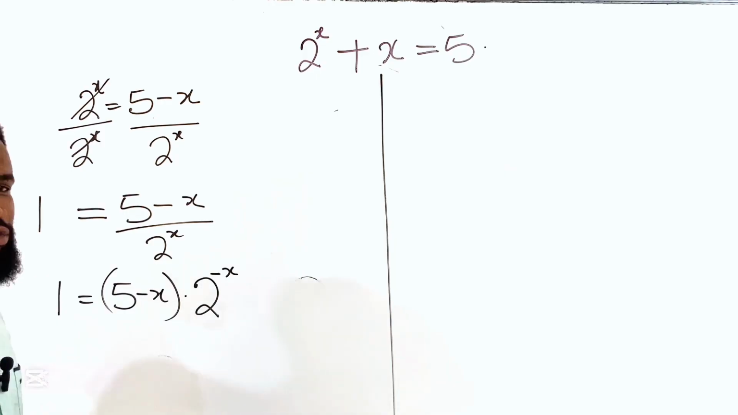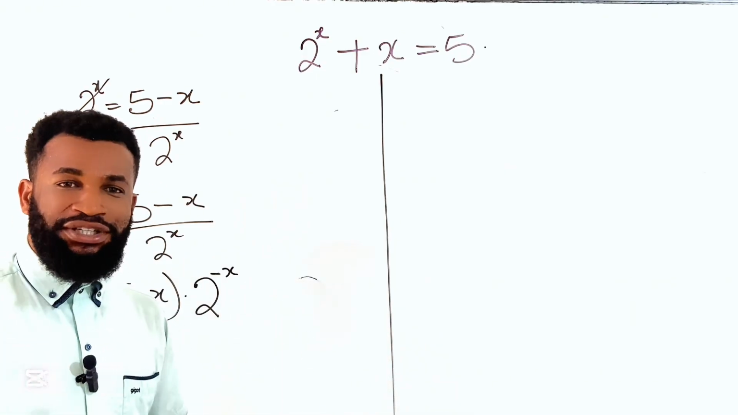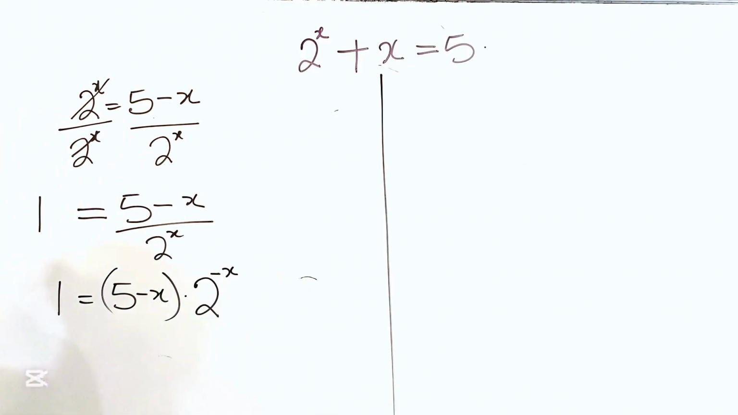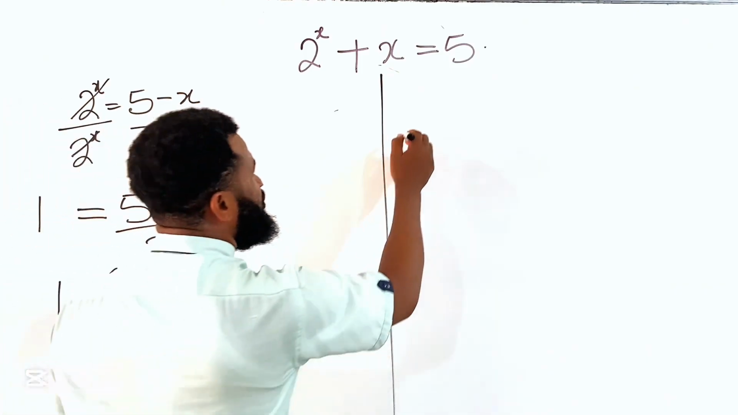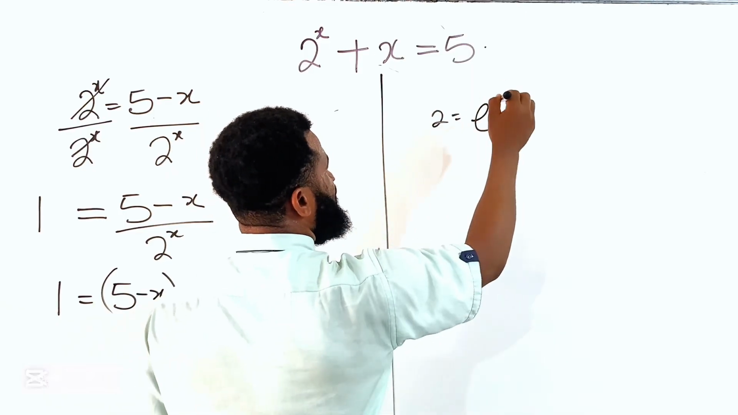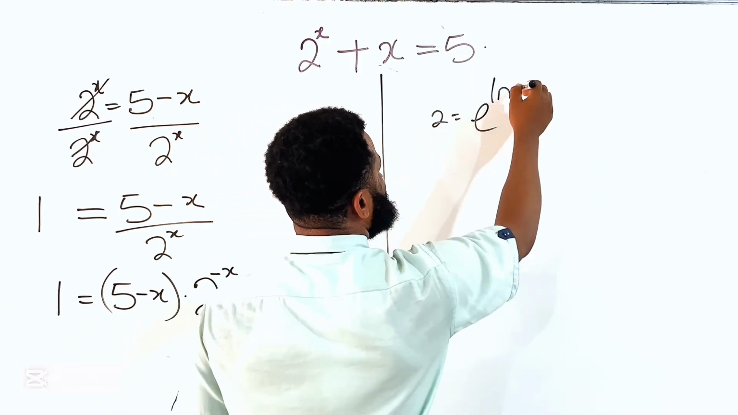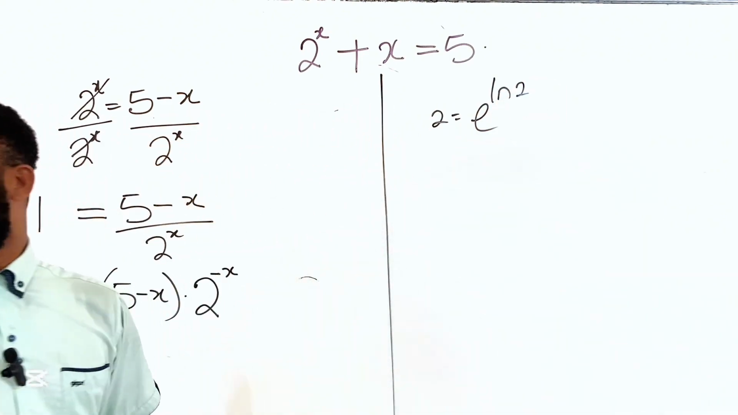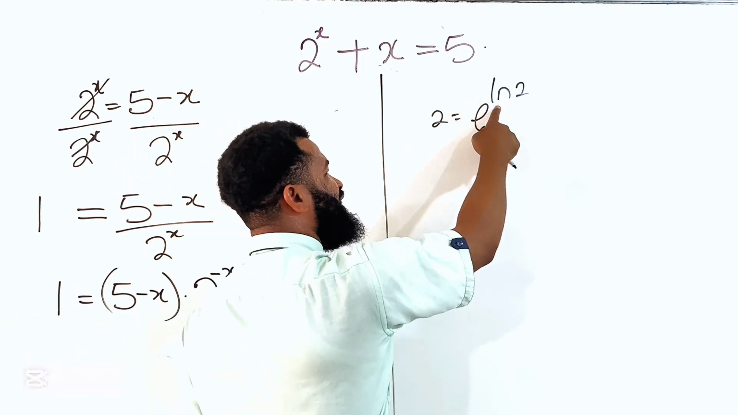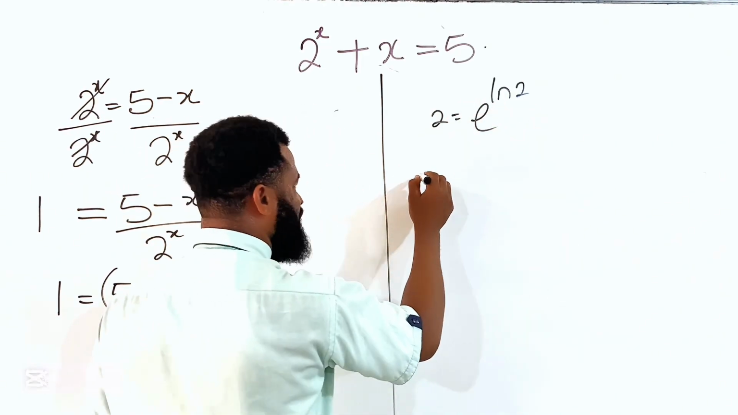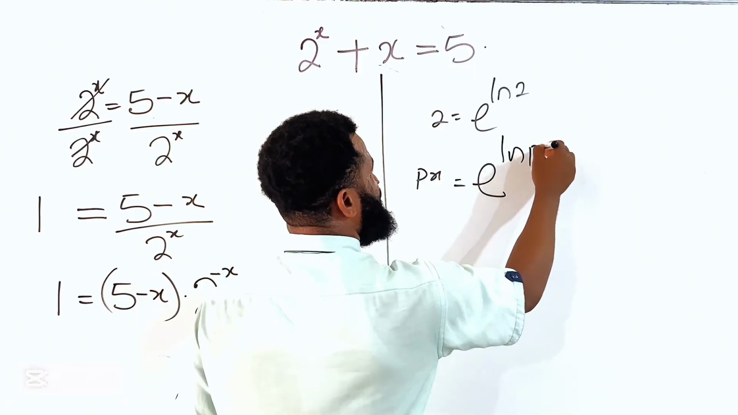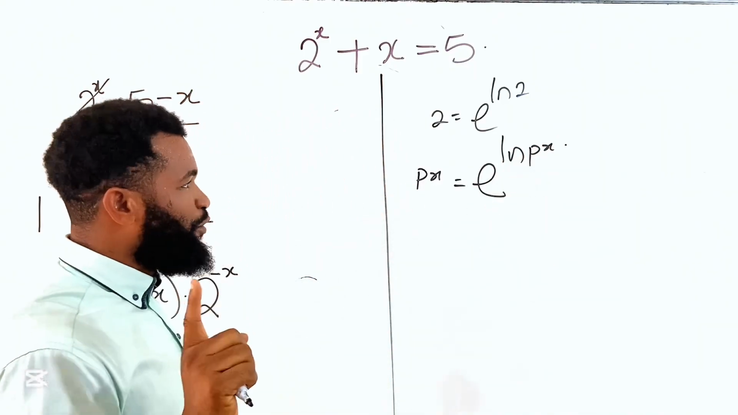But remember, I told you we need 2 major mathematical skills, Lambert W function and logarithmic equation. So that simply means that I need this skill. Look at this. If I have 2, this 2 is still the same thing as saying e raised to power ln 2. Remember, 2 is equal to e raised to power ln 2. So if I have, let's say, px, you see the same thing is going to be e raised to power ln px. So I need this skill, number 1.